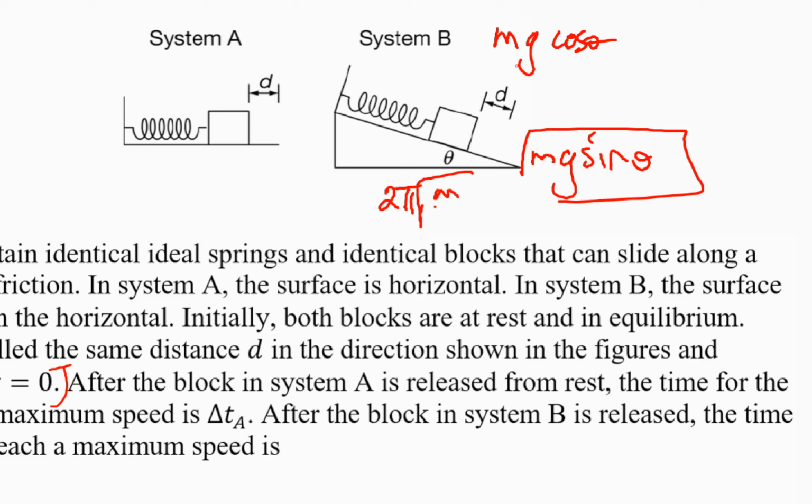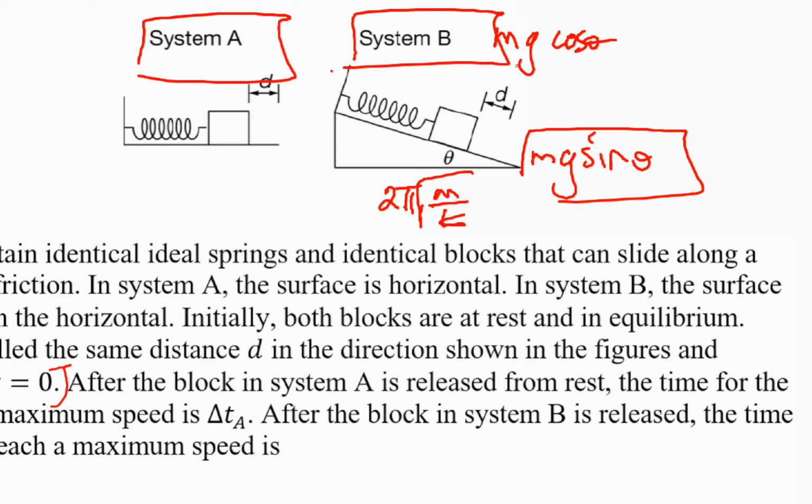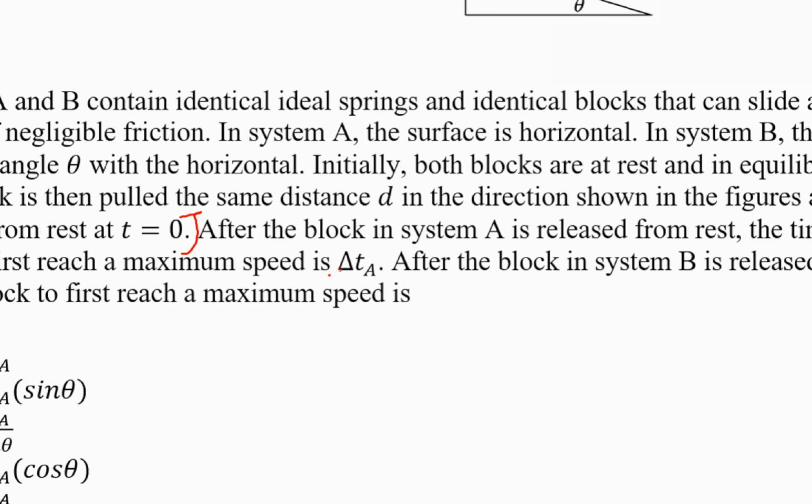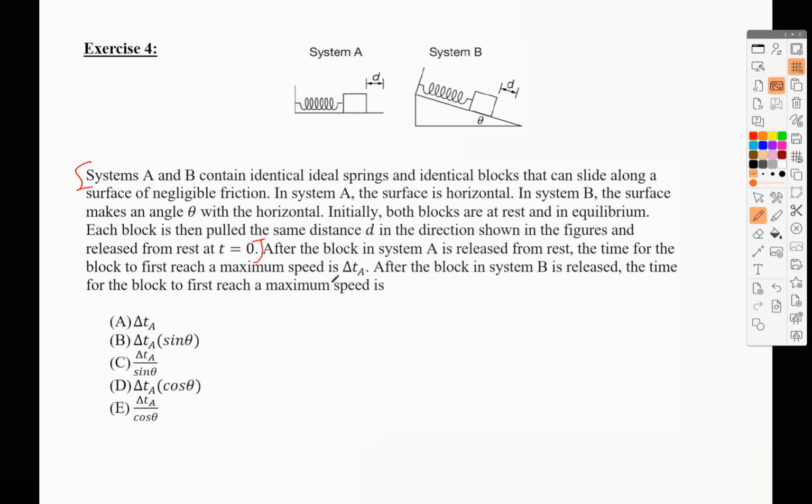by 2 pi square root m over k, which means the period for system A is equal to the period of system B, which is also equal to the period for a vertical oscillator. For this reason, if we're talking about delta TA, which is the time required to pass from the amplitude to the equilibrium position, which is a factor of the period, and the period is invariant, then A is the correct answer.